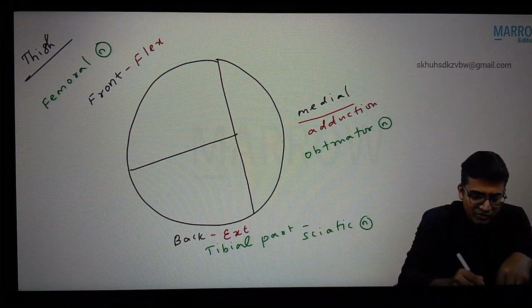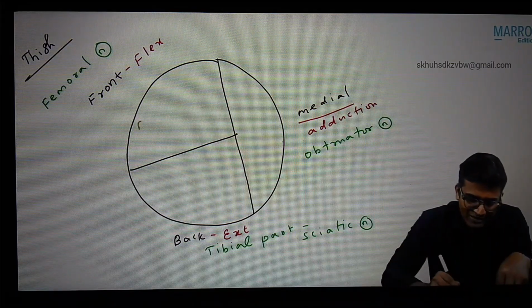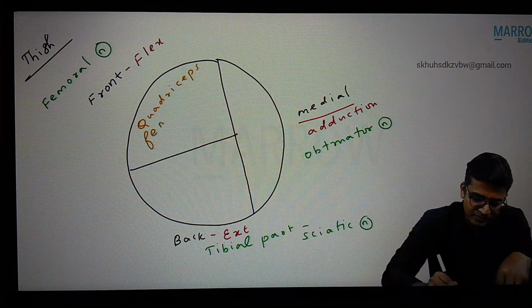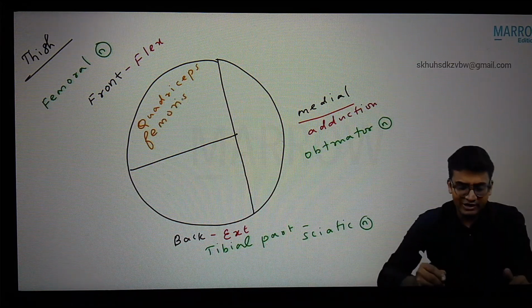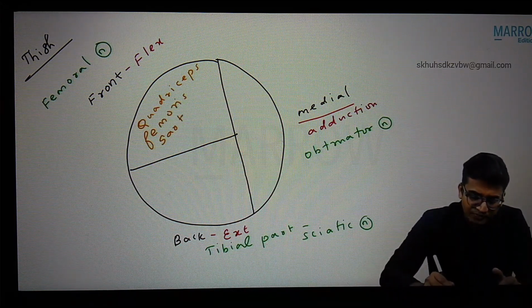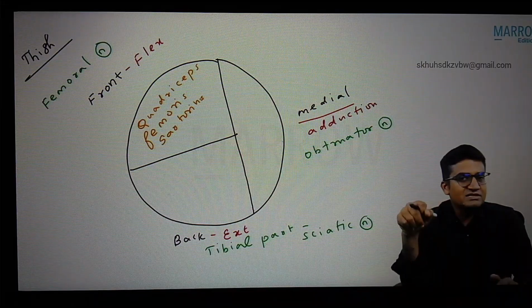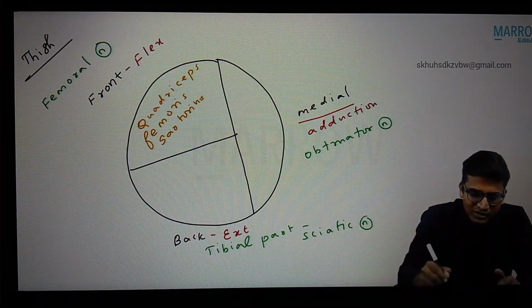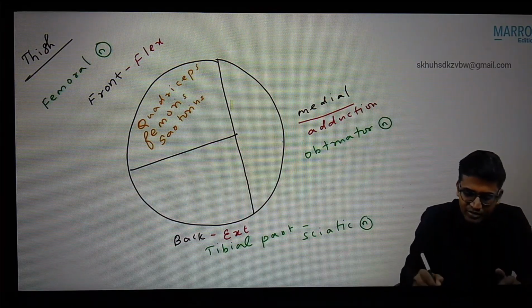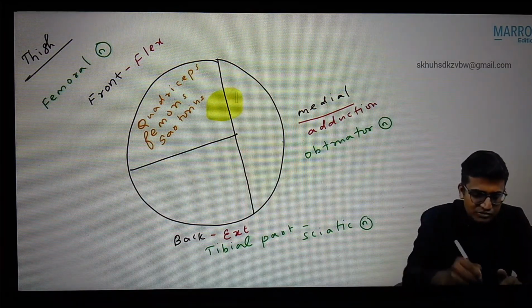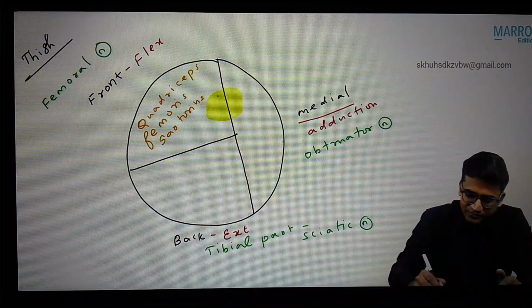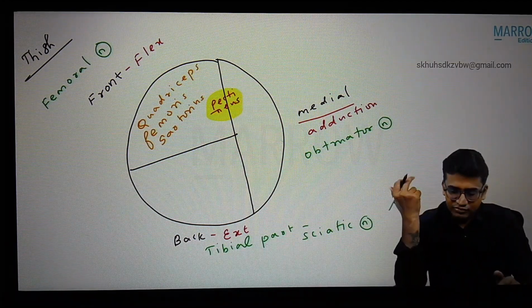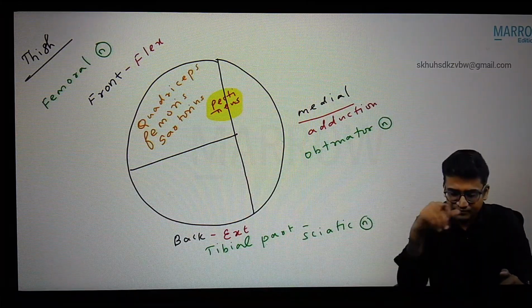Now in the front of thigh, we have quadriceps femoris muscle. Okay. And we also have sartorius muscle. We have one muscle that is present at the junction of front of thigh and the middle compartment of thigh. Now that muscle is our pectineus muscle. So pectineus muscle is present at the junction of front of thigh and the middle compartment of thigh.